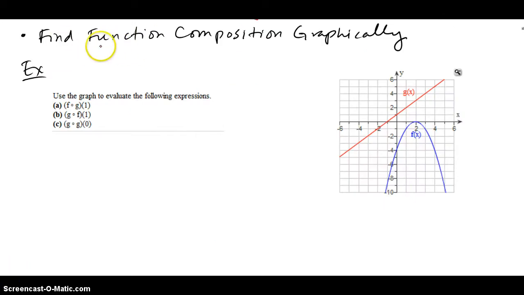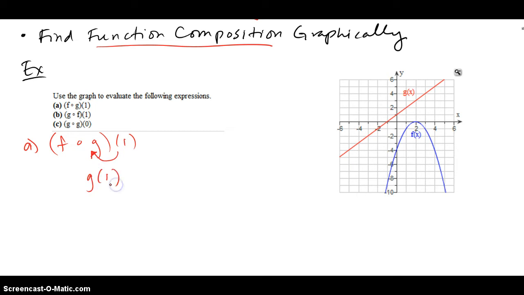Next, we're going to look at finding function compositions graphically. So we don't have an actual function to input things in, we just look at the graph and grab the information we need. So let's look at part A, which says f of g of 1. The first step is always the same as before. g is closest to 1, so g grabs the 1 first. Then whatever happens to that, f comes and grabs it.